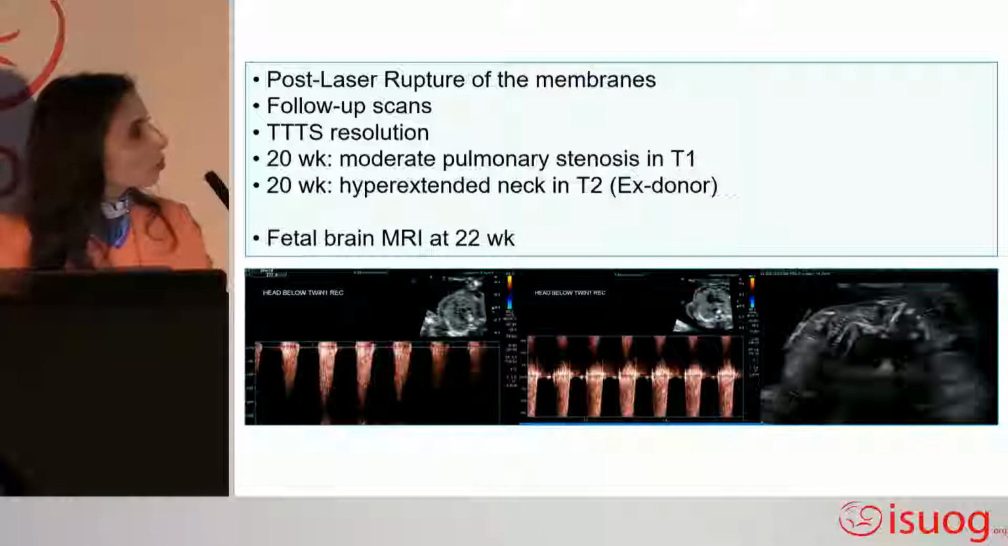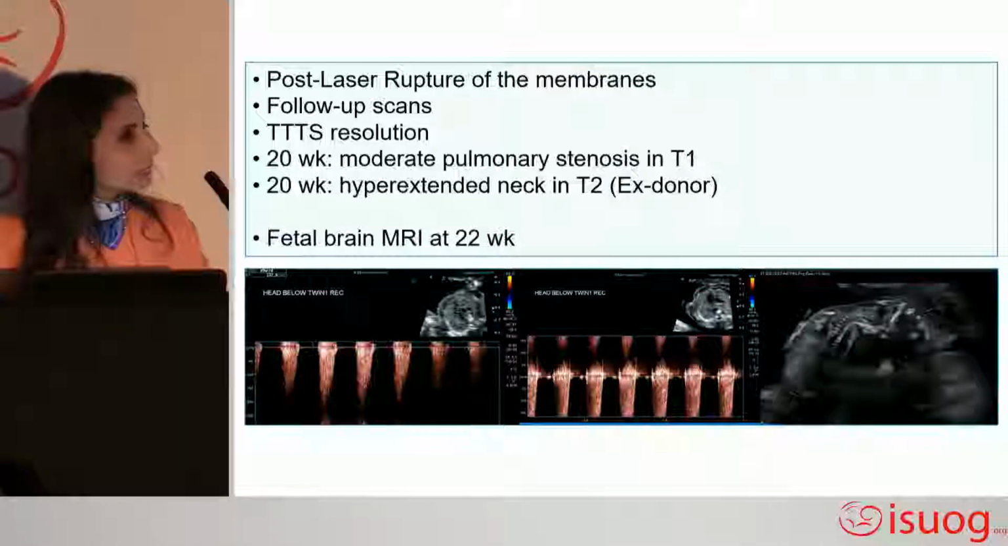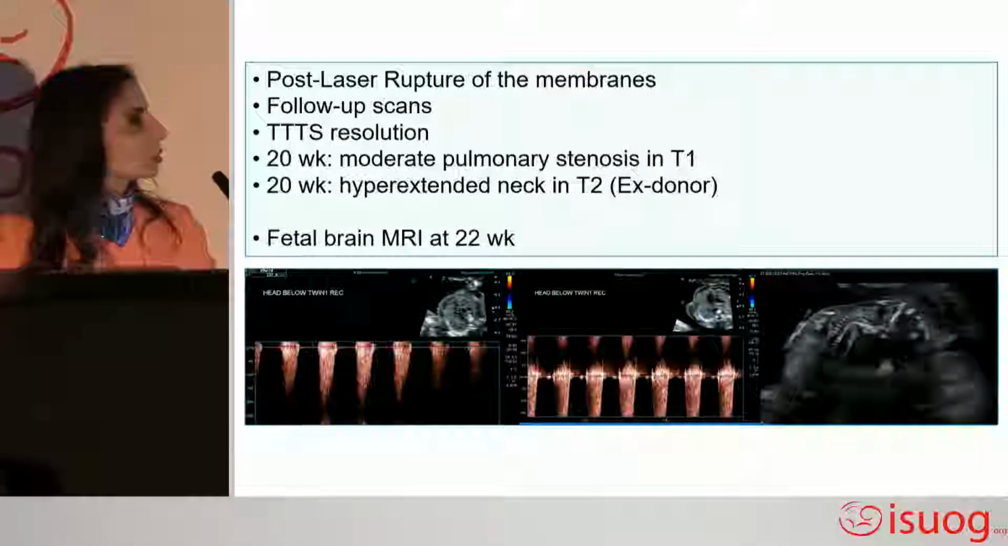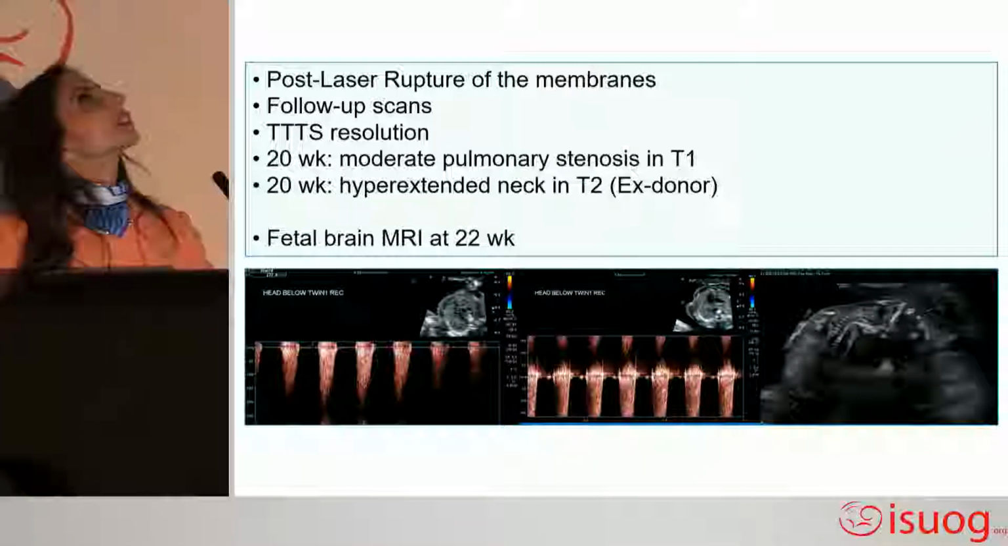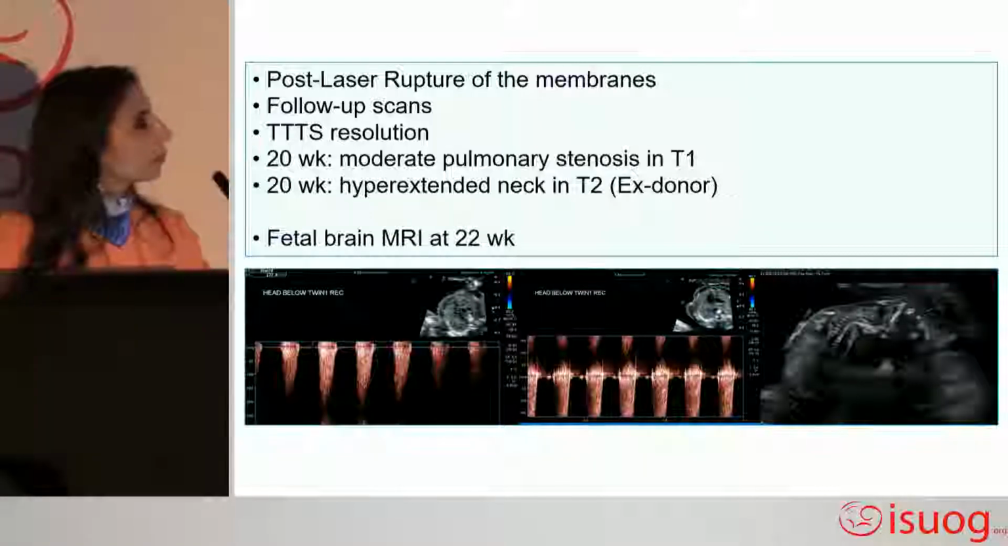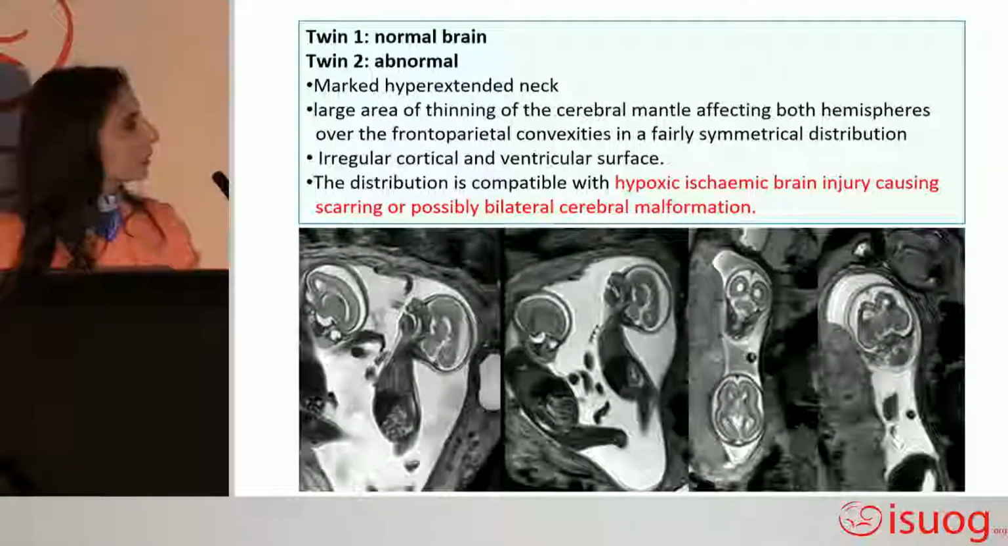And twin two. Can you see at the back? What's wrong with that? It was fixed in this position. It was not moving. It was just like this, a hyperextended neck in twin two. So that was the ex-donor. And then we were concerned about the brain, so we did an MRI at 22 weeks. So this is the MRI.